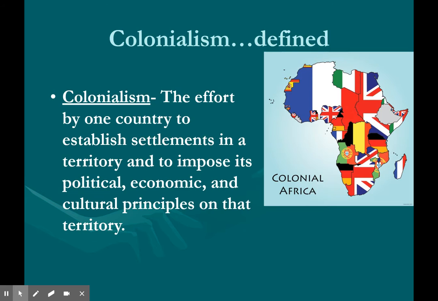A lot of this is due to, remember, the Industrial Revolution. That gave countries the ability to finally look outward and say, okay, we need more resources. We're creating a lot of products. We now need to look for other markets that we can sell our goods to and get more resources. So they start looking outside of their own nations.